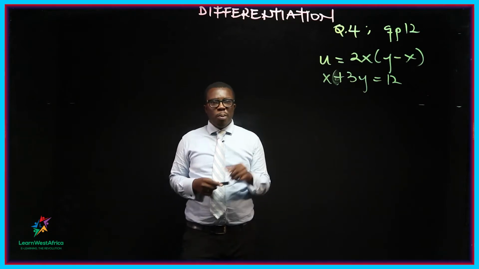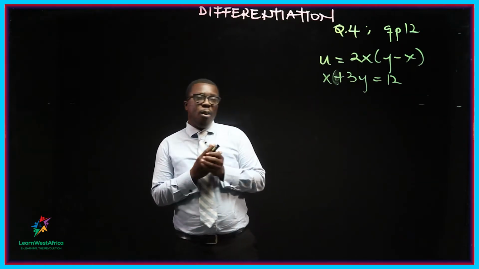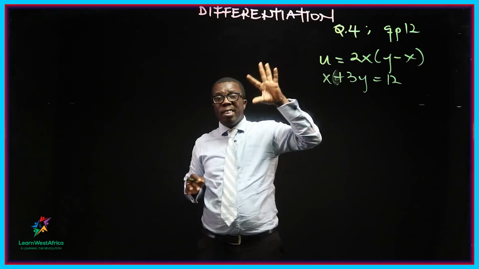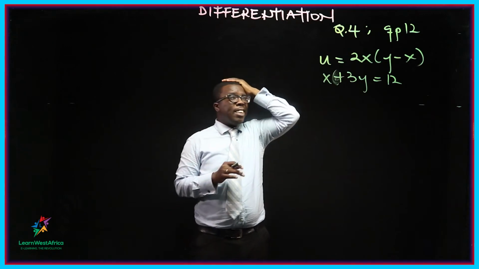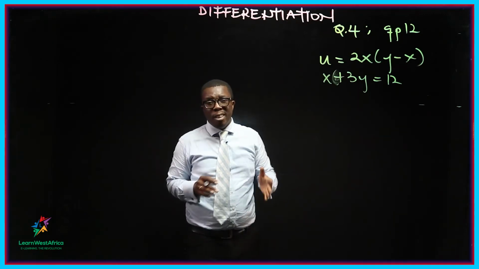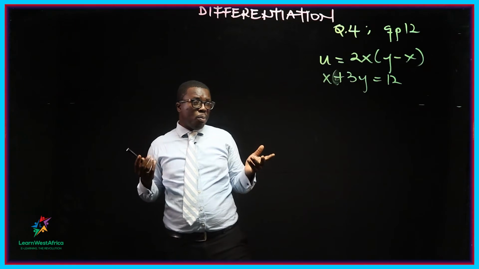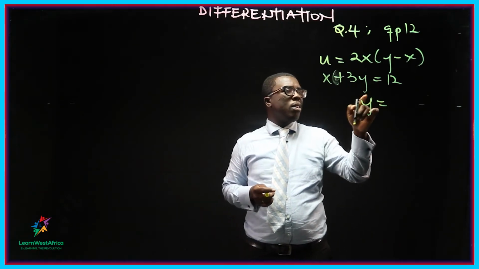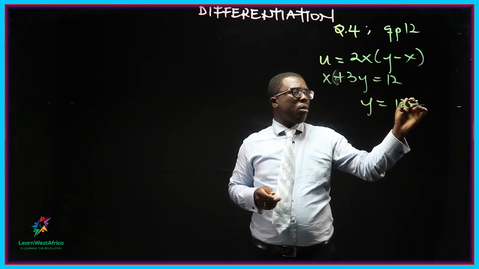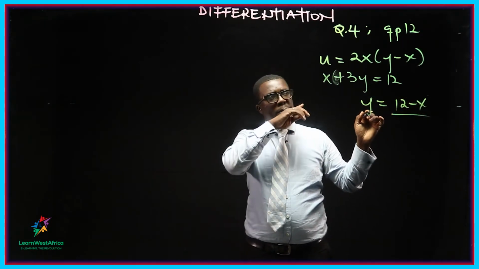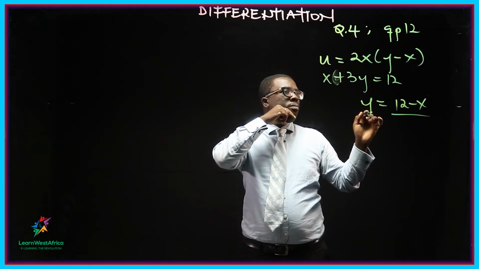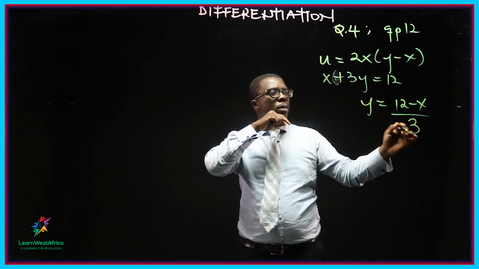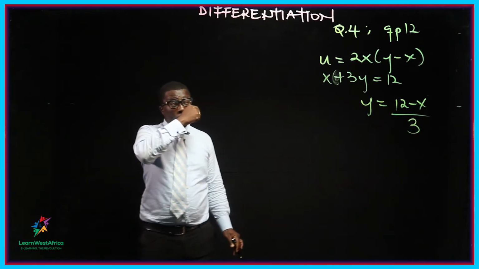Okay, so let's express u in terms of x. In terms of x simply means that we need to replace anything else in the expression that is not an x and put an x there. That makes it very simple, right? So we just take this expression and try to find the value of y in terms of x. So our y is going to give us 12 minus x all over 3. Hope you're okay. So that's the value of our y.